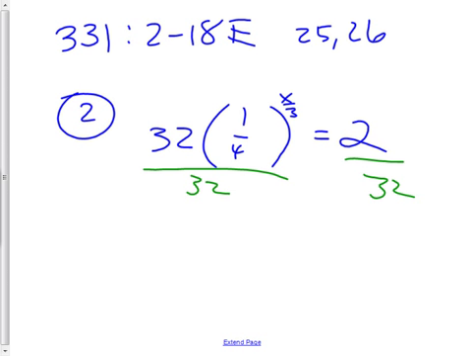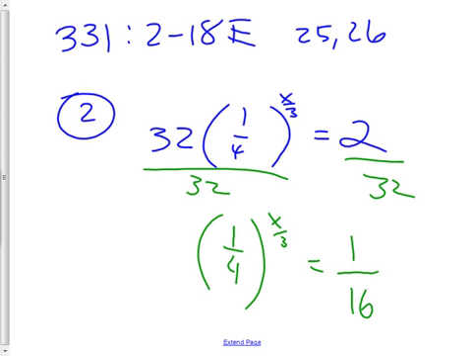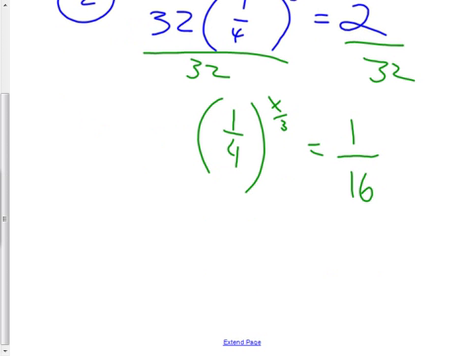Might want to write this one out. Get caught up. And now I got it down to 1/4 to some goofy power, x over 3, is equal to 1/16. I'm reducing 2/32 to 1/16. All right, so how do I fix this now? What is the whole last week been about?